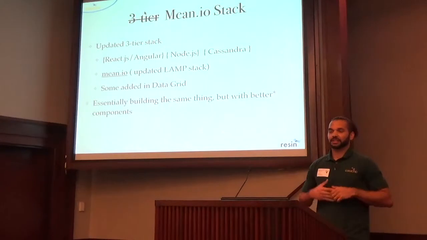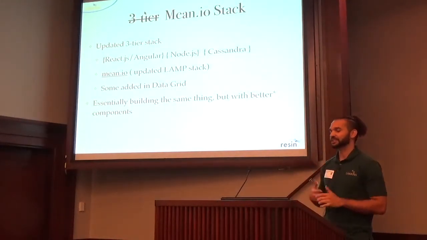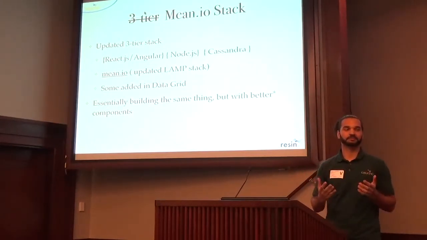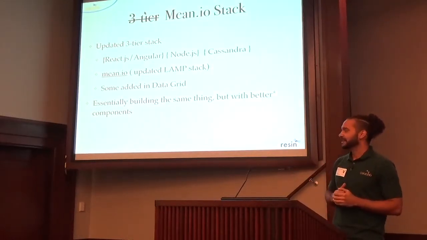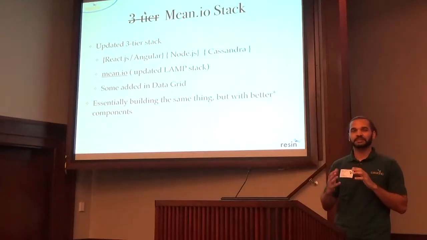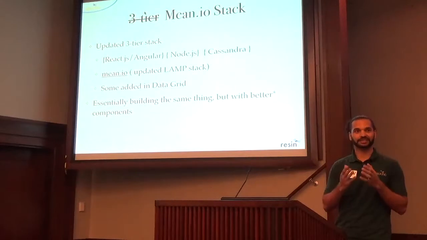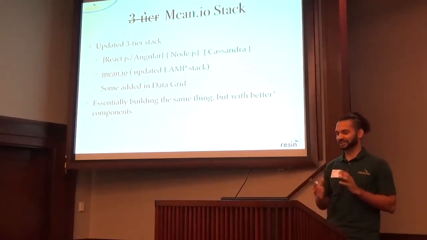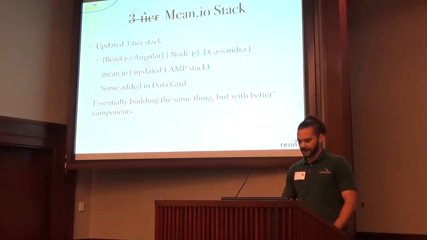Mid-2000s, I'd say, the updated version of this stack comes along, MEAN.io, using something like React.js, Angular, Node.js, and a more scalable backend database like Cassandra. Really, you're looking at an updated LAMP stack. Sometimes you're using a Datagrid. You might have 100 gigs of data on your hard drive and 2 terabytes in memory for your storage, because somehow your architecture is storing more in memory than in the database. You're using more memory. But essentially, we're building the same thing with a lot better components.